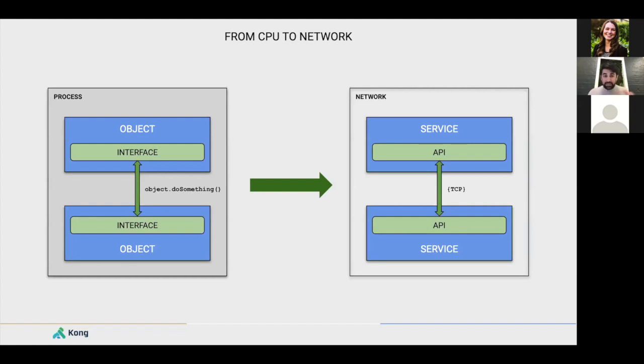This is a big shift in the reliability of our apps, because the CPU was reliable. If we did make a function call, that call would be executed by the underlying virtual machine, for example. But when we make an API call, because we're going over the network, now we're introducing a big variable into the reliability of our systems. Why? Because the network is unreliable, as we all know.